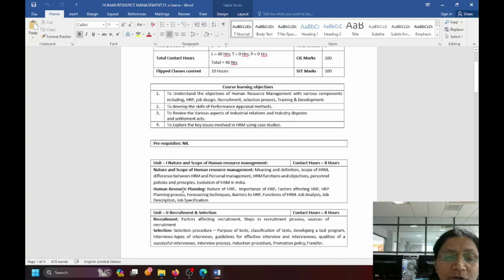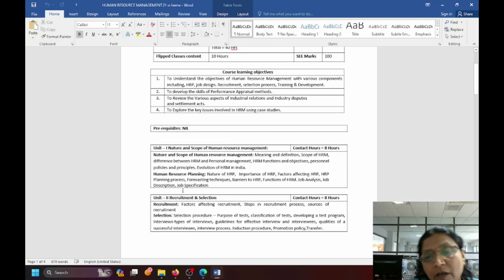In the first unit, you are going to learn about the meaning, definition, scope of HRM, and the difference between HRM and personnel management, or why the personnel management departments are not existing now. We are calling them the human resource department or HR department. What is the role of the HR manager? All those things we are learning in the first chapter.